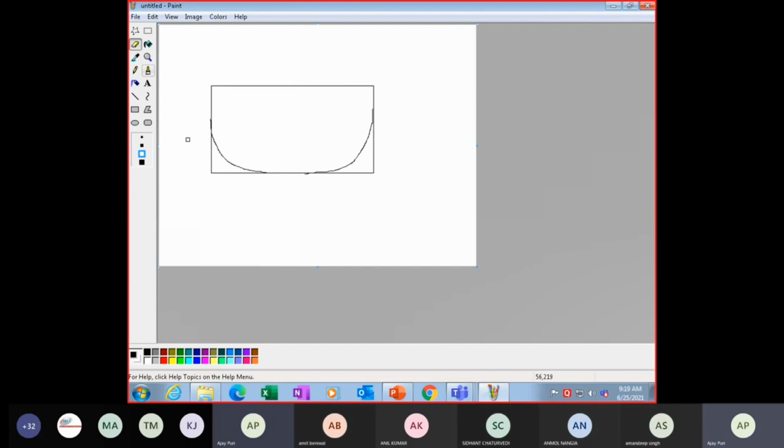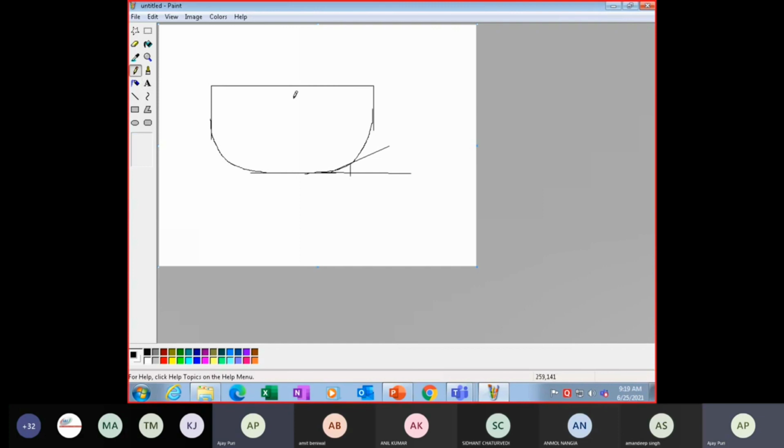Now I just erase the sides. So this is known as rise of floor, where you have an angle from the horizontal. This angle is known as rise of floor.